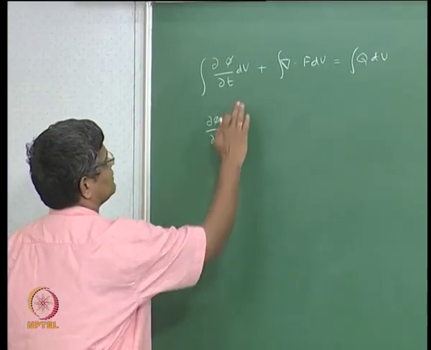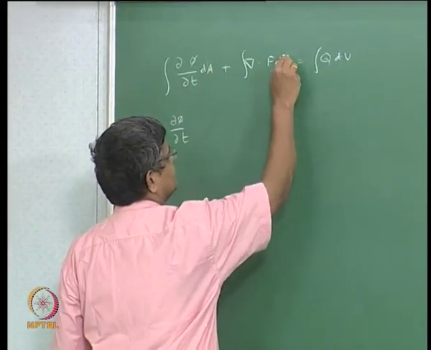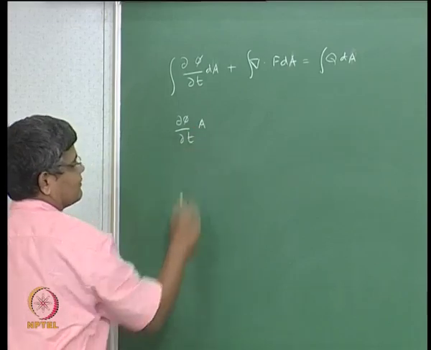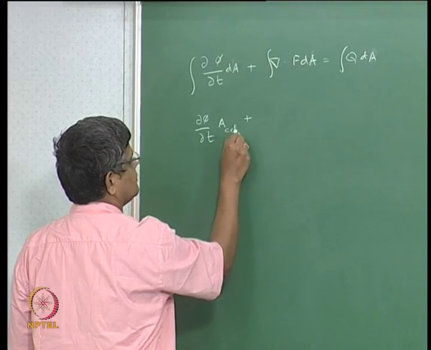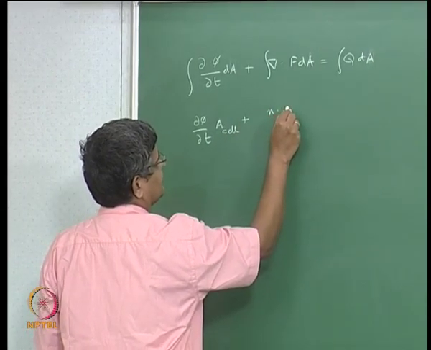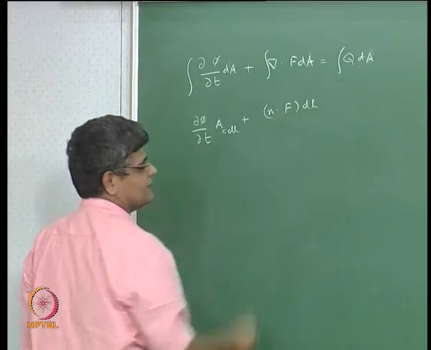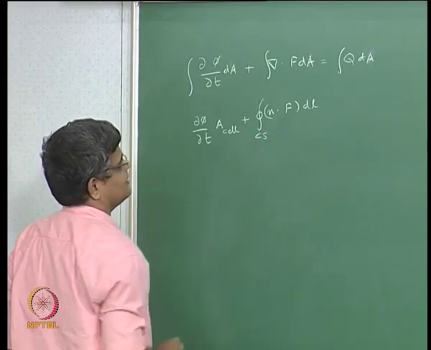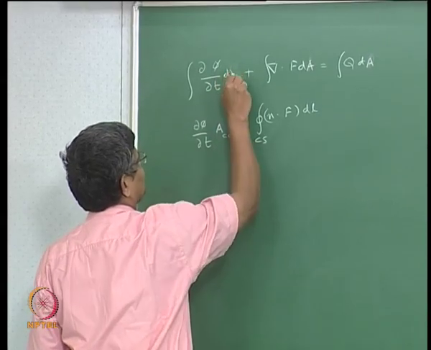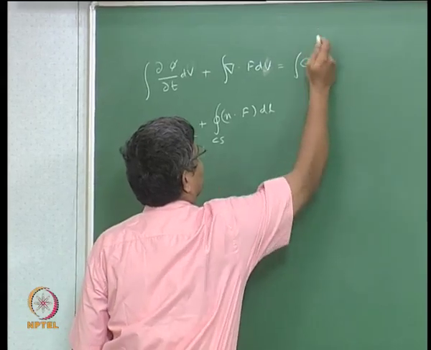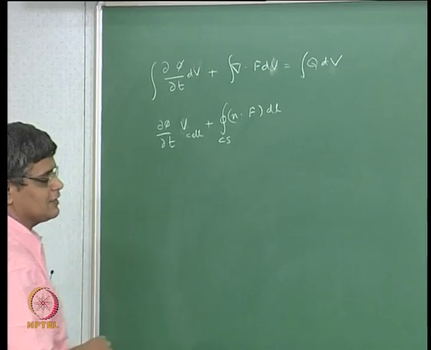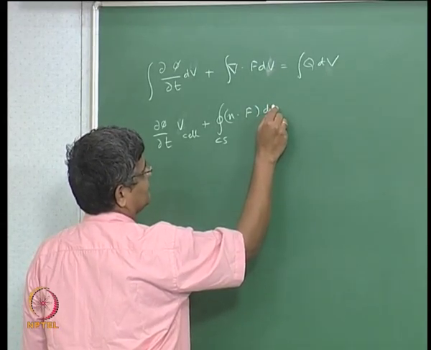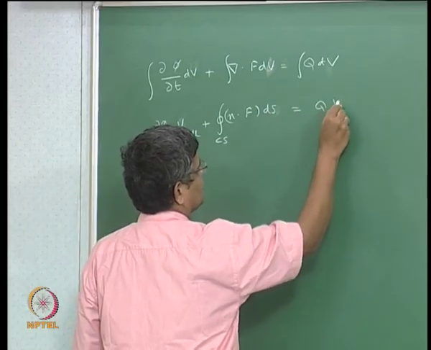Since we are concentrating on two dimensions, we will call it integration over the area. And this value will become, let us say that the area of the cell is A here, plus n dot f times dl over the control perimeter, over the closed surface. Let us put volume here, and we understand implicitly that in the third dimension the length is unit value, control surface equal to q times volume of the cell.